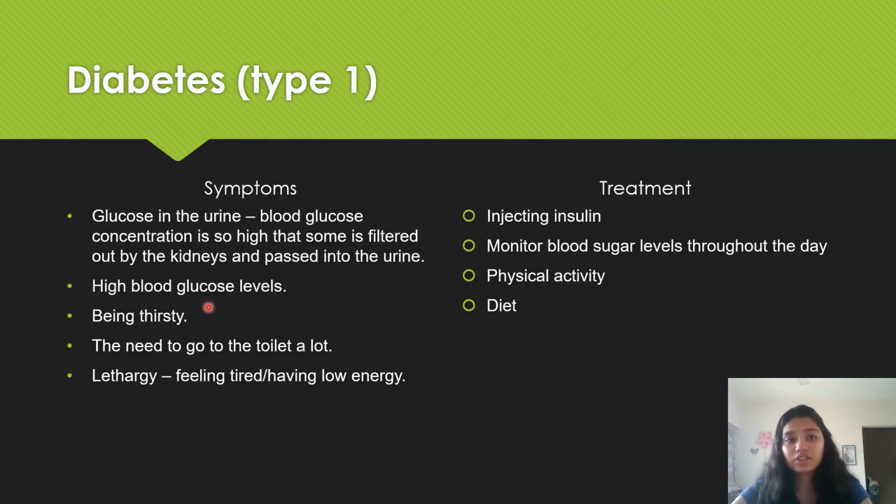Okay, so you have high blood glucose levels. You start getting thirsty. Why? Because glucose lowers the water potential of the body because glucose is soluble in water. So water keeps getting drawn out of cells. So you need to replace that water so you get thirsty. Okay, then you need to go to the toilet a lot, and lethargy. You feel tired or you have low energy. Okay, so these are some examples of the symptoms of diabetes.